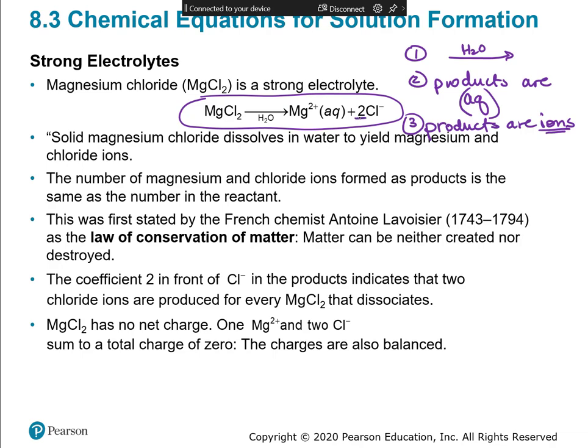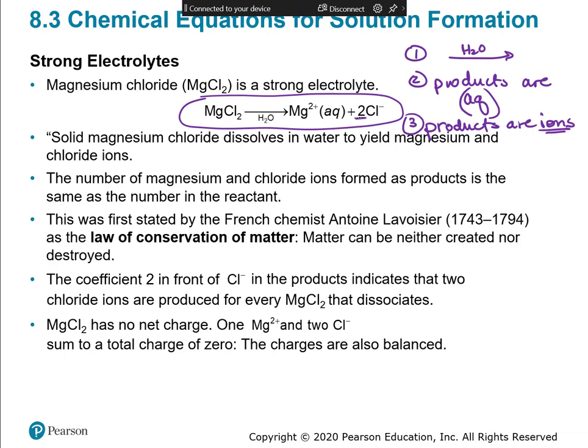So notice in this one, I had to put a 2 Cl- because the formula is MgCl2. So there's 2 chlorines in MgCl2, so that means I end up with 2 chloride ions. So it's a pretty simple balancing, but you should still balance them.